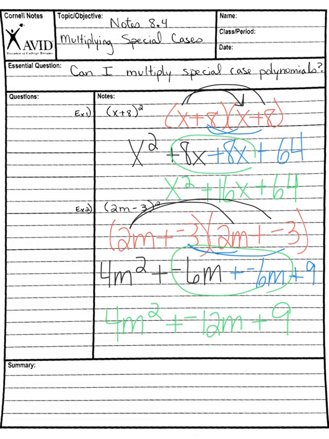So those are special case polynomials. Let's look at our last slide. Again, we have some more special cases. In example 1, x plus 8 squared means times itself. Write it out that way. These are special cases, but our process is the exact same. That's it.